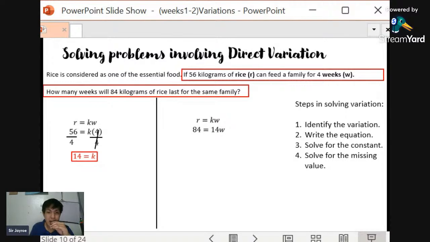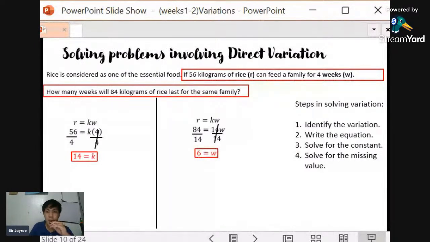Hindi kailangan lagi i-multiply. When we are looking for the missing value in direct variation, it's not always multiply. So you have to take a look at the equation. Katulad nakikita niyo sa equation, 84 is equal to 14W. And we are looking for W. Kailangan natin alisin yung 14, tama? So that's why we have to divide. Divide both sides by 14 so we can cancel 14. Okay? And then we're going to divide. 84 divided by 14, so the answer is 6.